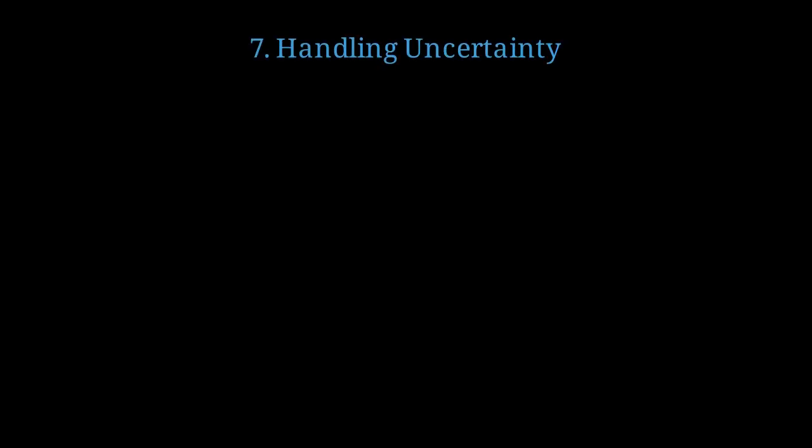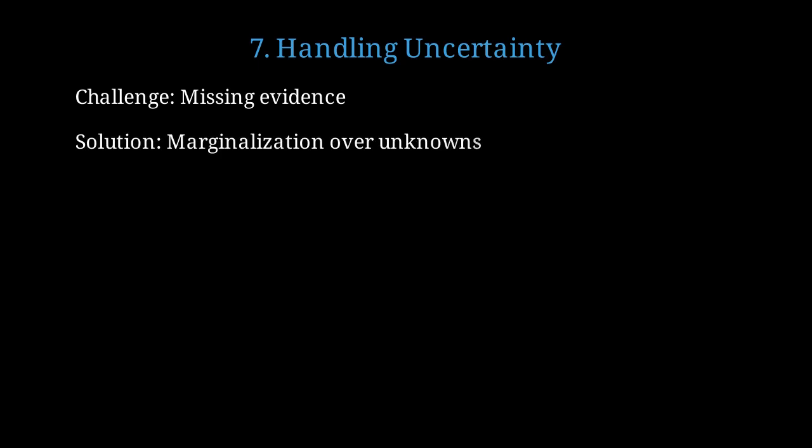Real-world abduction must handle uncertainty and incomplete information. One challenge is dealing with missing evidence, where we don't observe everything relevant. We handle this by marginalizing over unknown variables, integrating them out of our calculations. Mathematically, we sum over all possible values of unknown variables u.